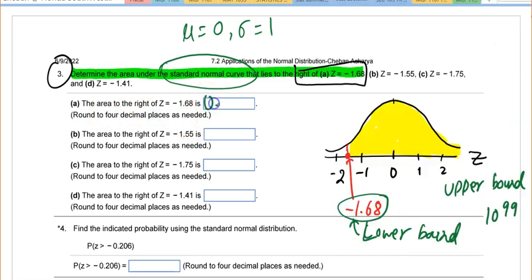Therefore I get 0.9535. Similarly, you can finish all parts B, C, and D, because all of them actually find the area on the right of that z-score.